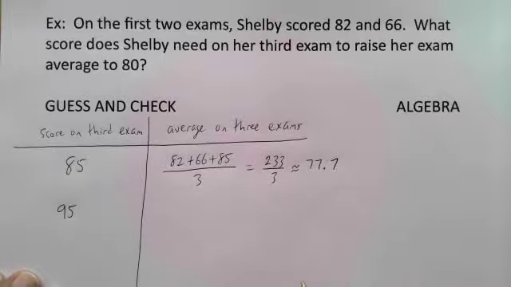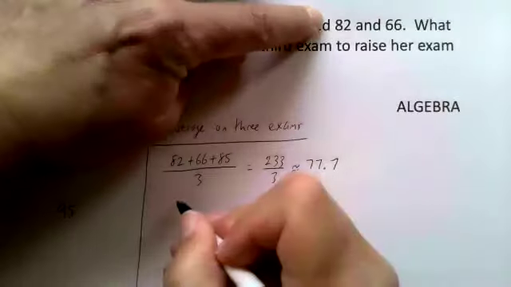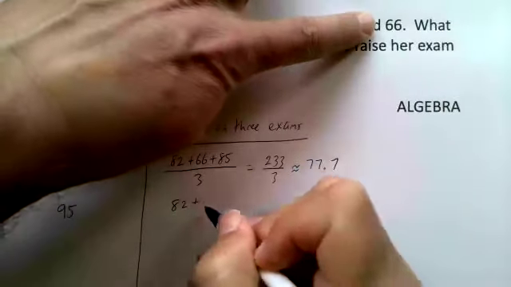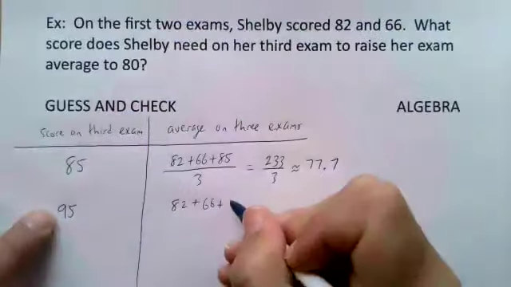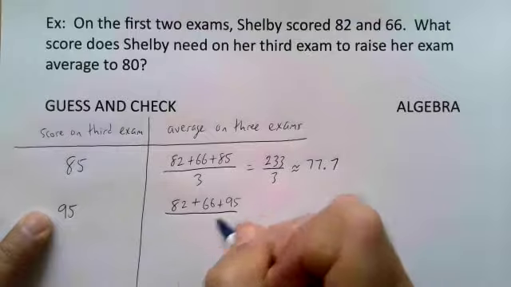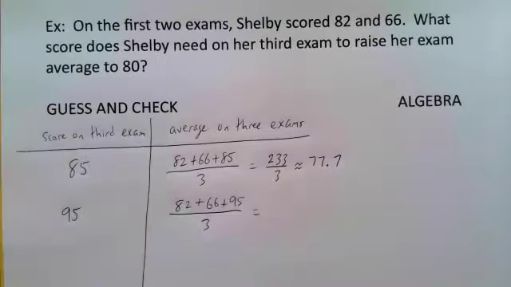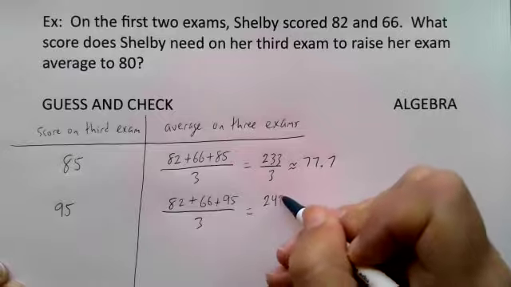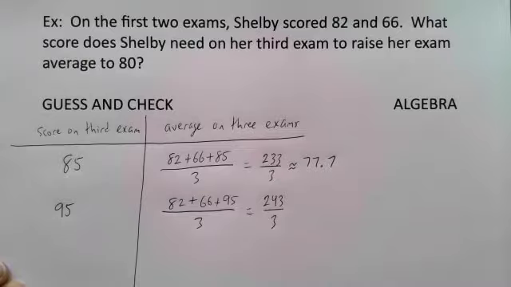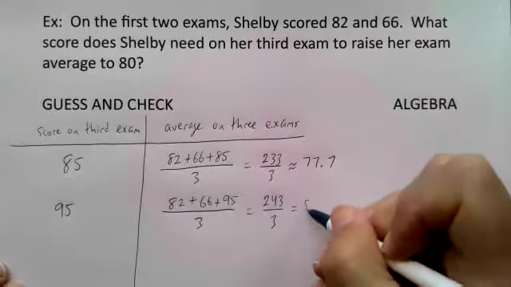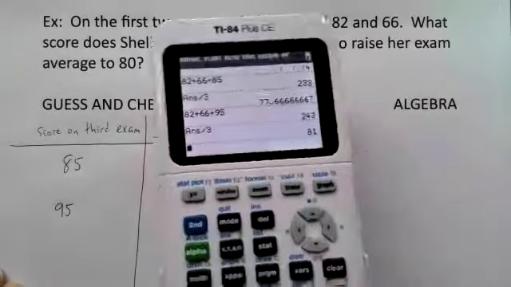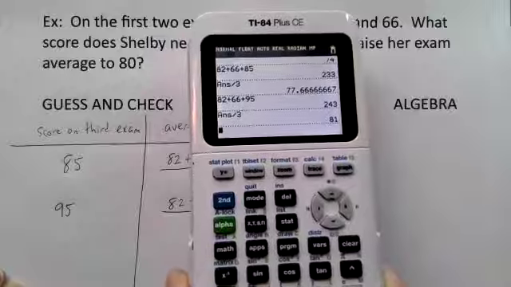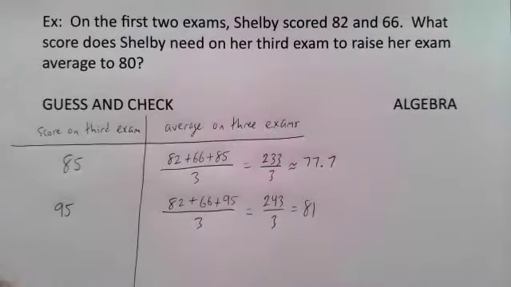We just need to guess at something bigger than 85. Maybe she got a 95 on that next test. Maybe she got an 82 on the first one and a 66 on the second one. And we're saying maybe she got a 95 on the third one. The average of those 3 numbers I could get by adding them up and dividing by 3. Go ahead and add them up. You get 243 and then divide that by 3. And this time I get a nice number. I get exactly 81. Add them up, divide by 3, 81.